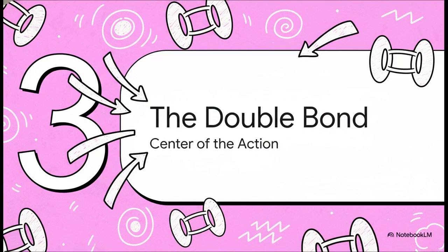So now we get to the real heart of the matter. Why are chemists so obsessed with alkenes? Well, it all comes back to that double bond. It's not just some structural piece, it is the absolute center of the action. It's the star of the show.